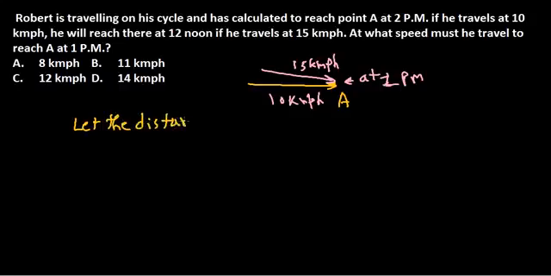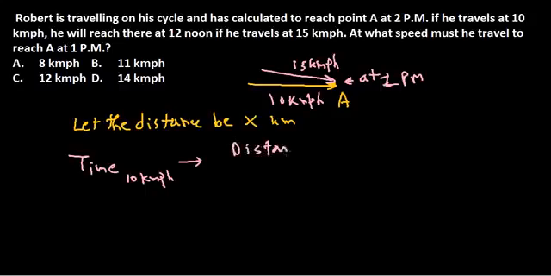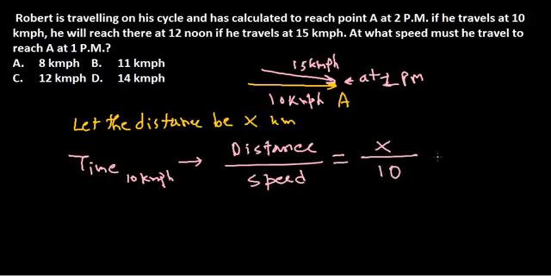be x kilometers. So the distance traveled by Robert is x kilometers. We assume that. Now, what is going to be the time? The time required if the speed is 10 kmph is simply distance over speed. The distance is x and the speed is 10 kmph, so this gives us x by 10.